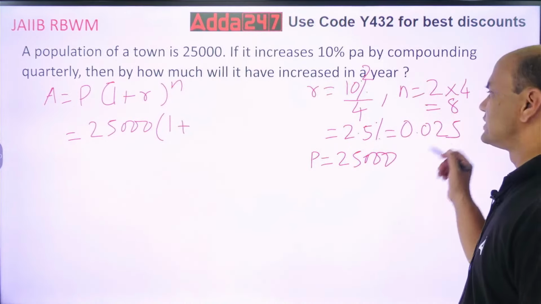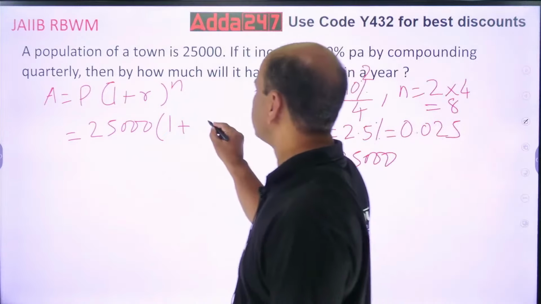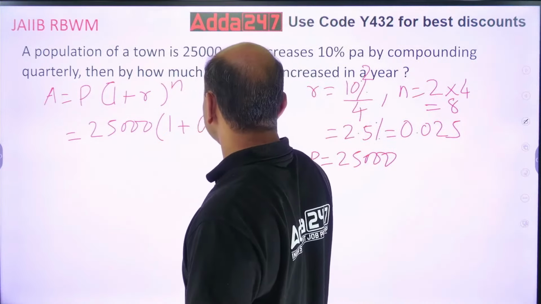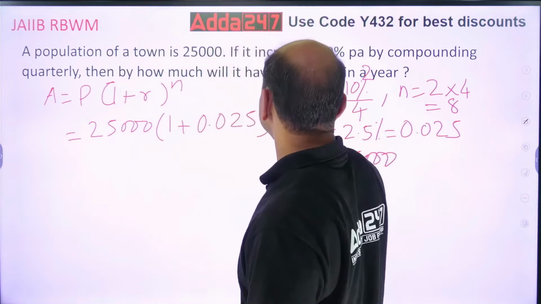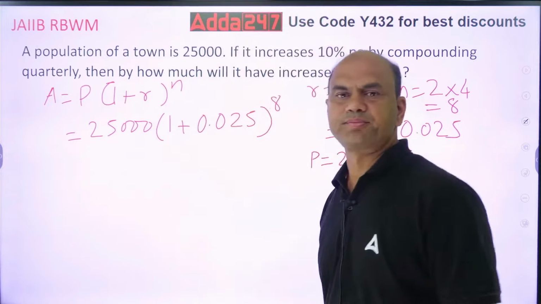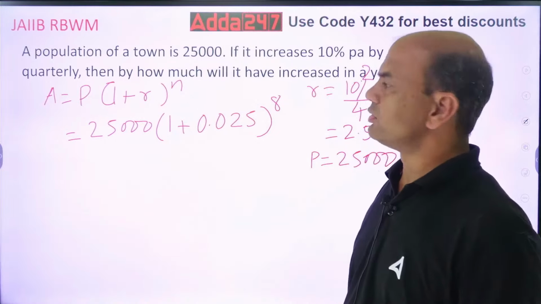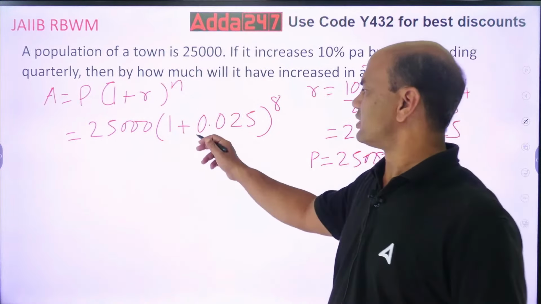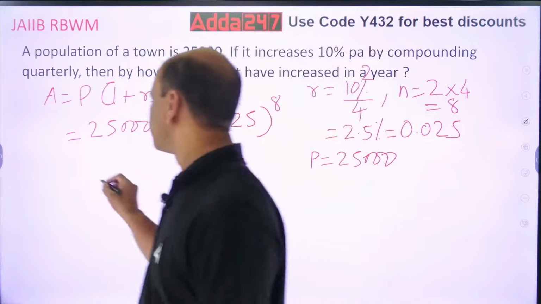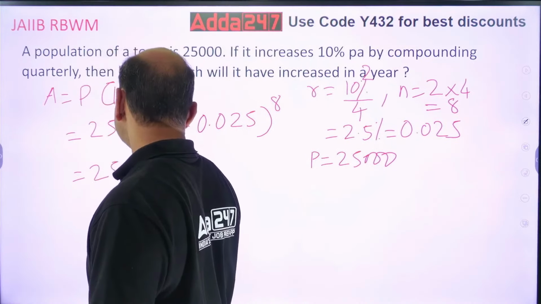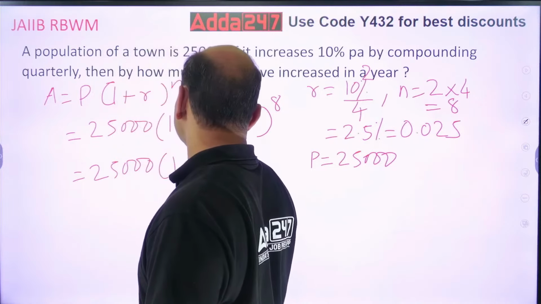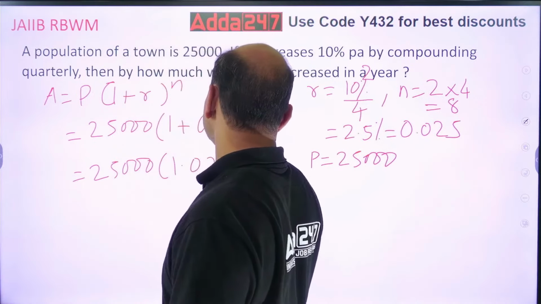2.5, so 0.025. 1 plus 0.025 raised to n. N is what? 8. So solve this. 25,000 into, take this as, add this now. So 25,000 into 1.025 raised to 8. Okay.